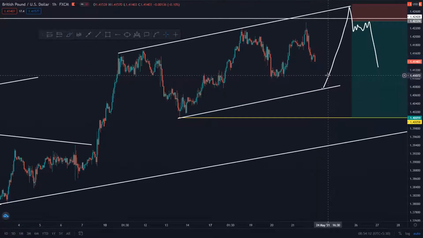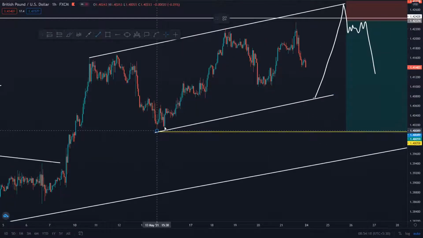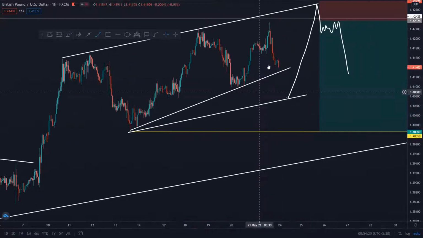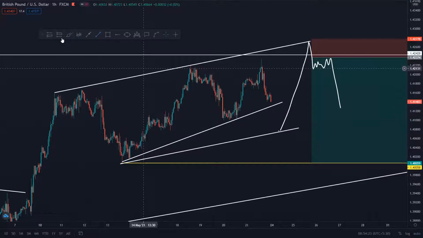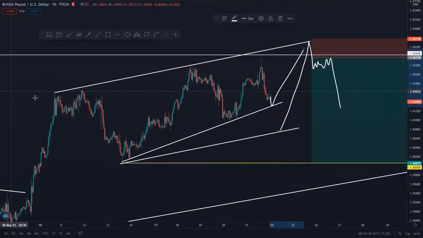So I hope you understand. This is just a possibility and a probability. The possibility is that the price will take support at that level, and from that level it will move up to make a three touch structure. If the price takes support at that level and then moves up, this will be a three touch structure.